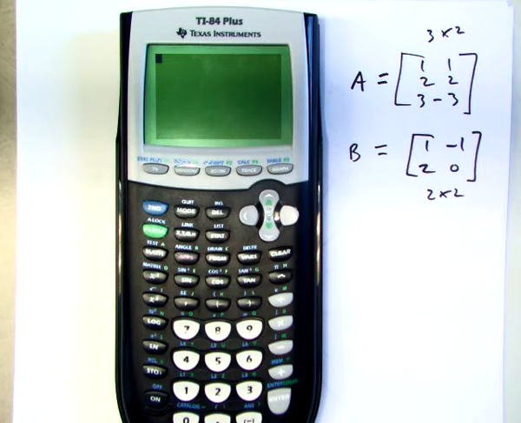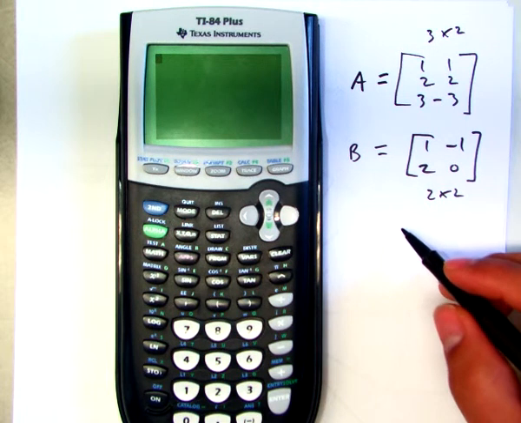First question, can we add or subtract these? Okay, and we don't need the calculator to tell us that. We know that because the dimensions are not equal. But we can certainly multiply. Let's see, could I do A times B? Yep.